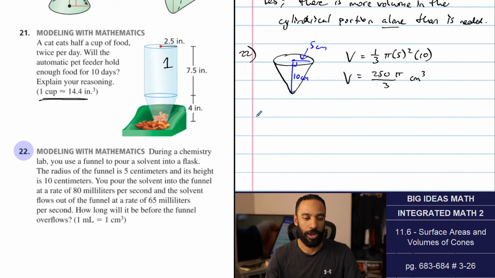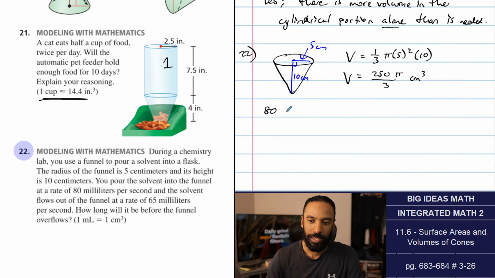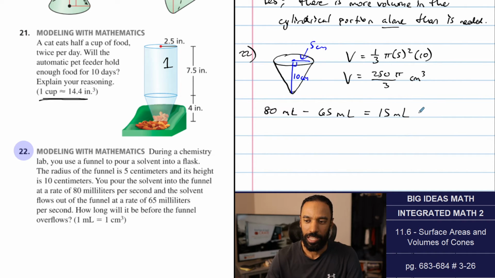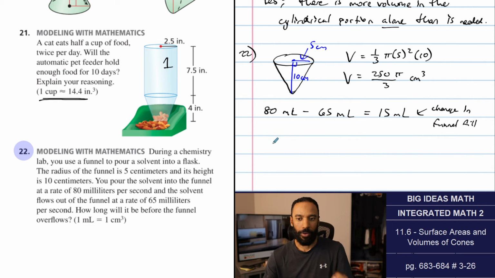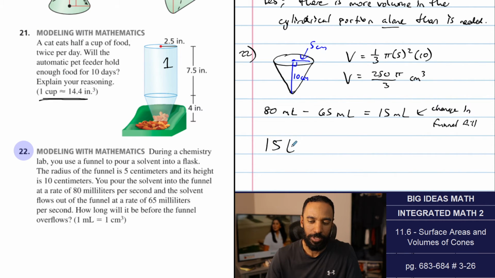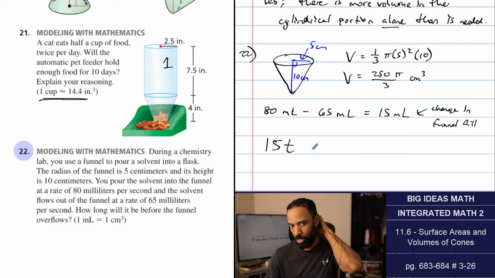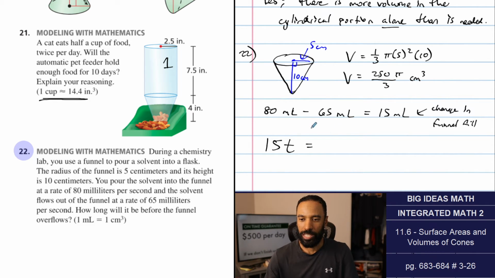So we want to figure out, as 80 minus 65 is 15. This is the net change in funnel fill, I guess I'll say. We want to figure out how many seconds, 15 times how many seconds will you exceed this? Because remember, this is in milliliters.